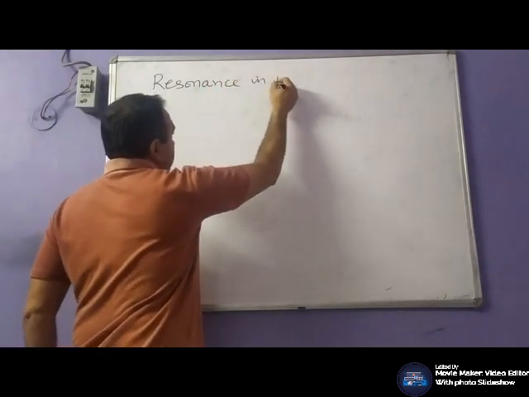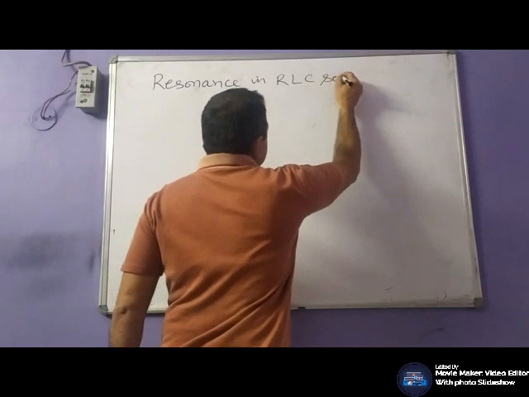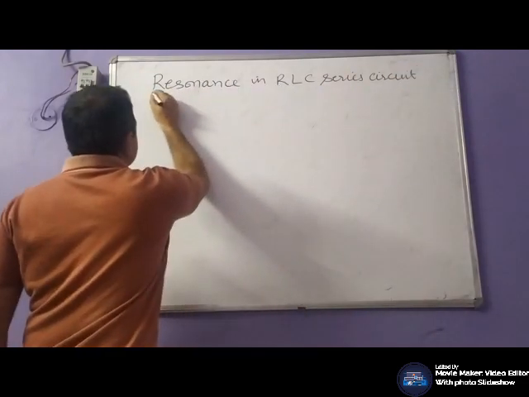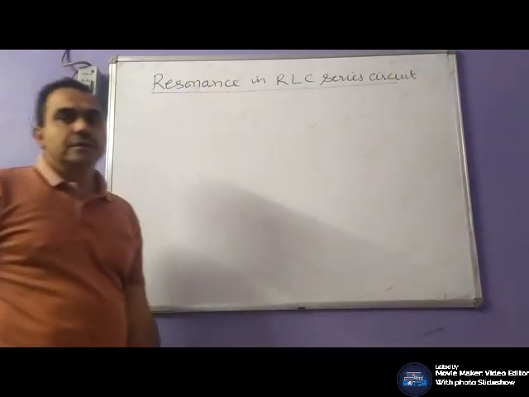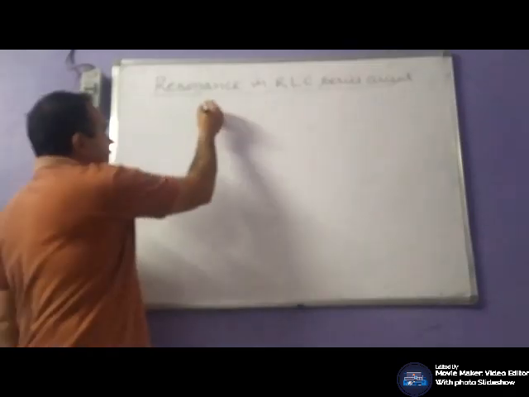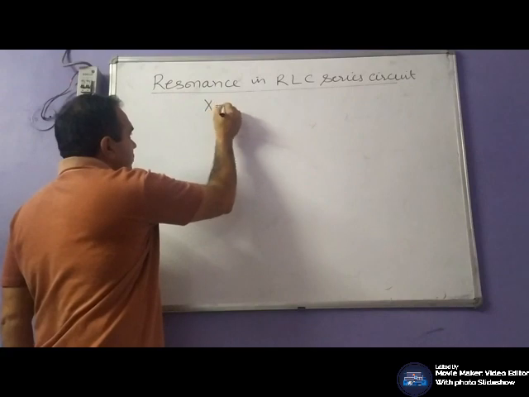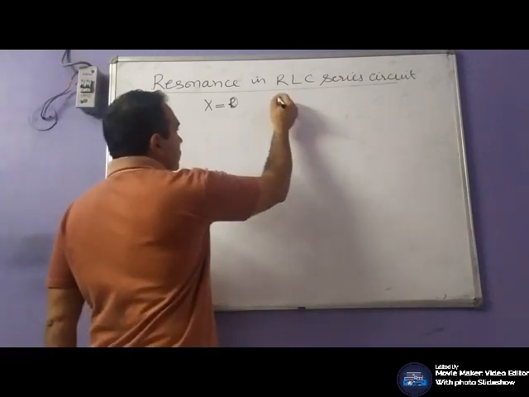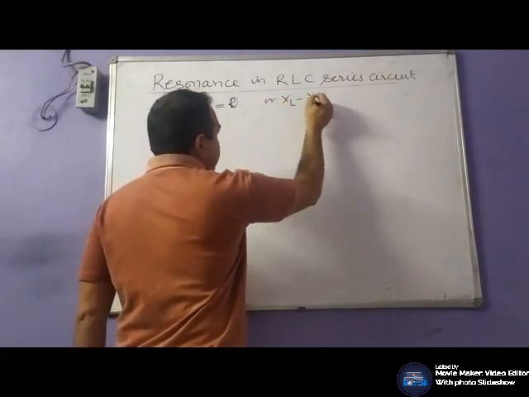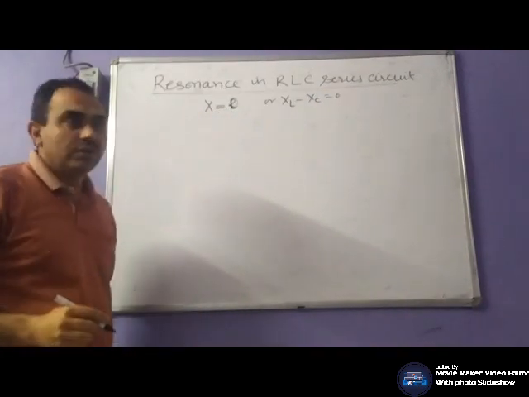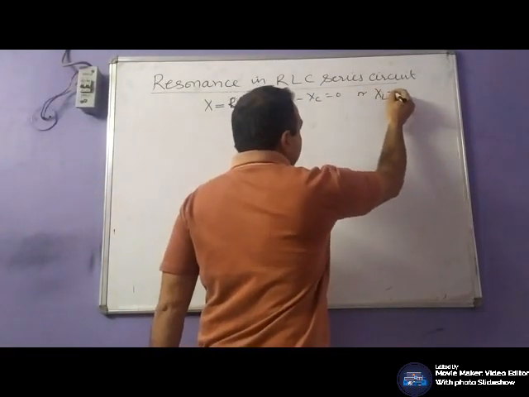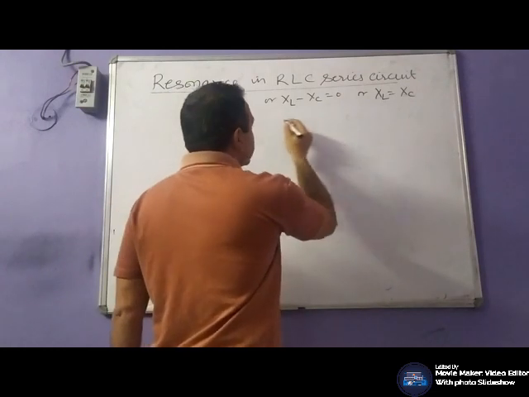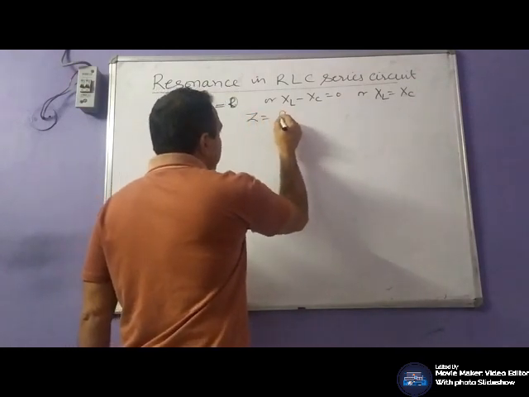Resonance in RLC series circuit. The circuit is said to be in resonance when the reactance of the circuit is 0, or XL minus XC is 0, or XL would be equal to XC, or Z will be equal to R.